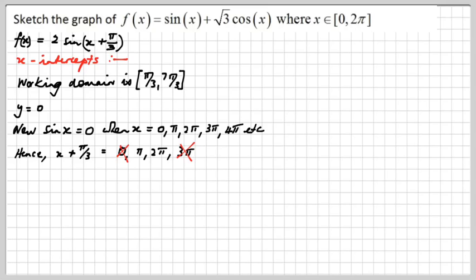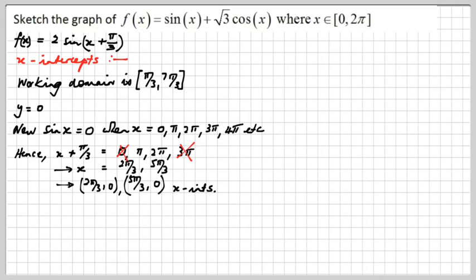Now I'm going to solve it for x. Therefore, x will be subtracting pi on 3 from every term. You get that. Okay, so they look like my x-intercepts. That implies we've got 2 pi on 3 and 0, and 5 pi on 3 and 0 as my x-intercept coordinates. So we've done that now.